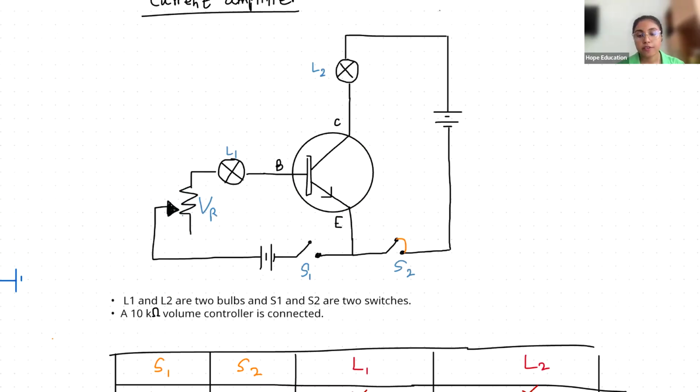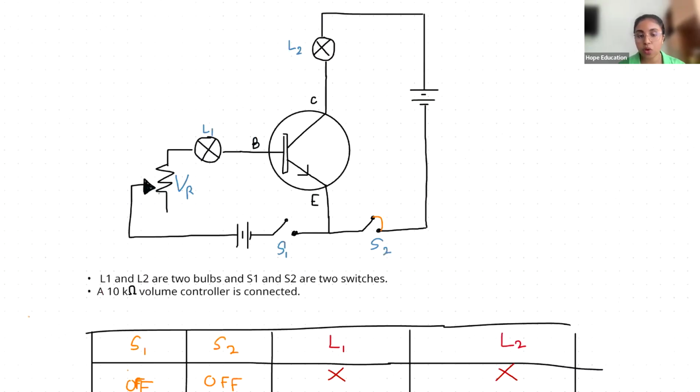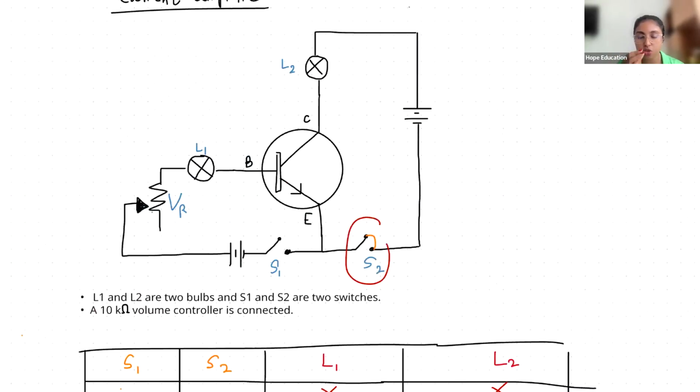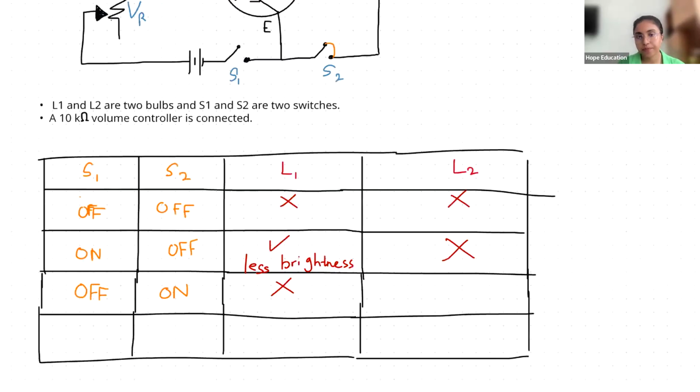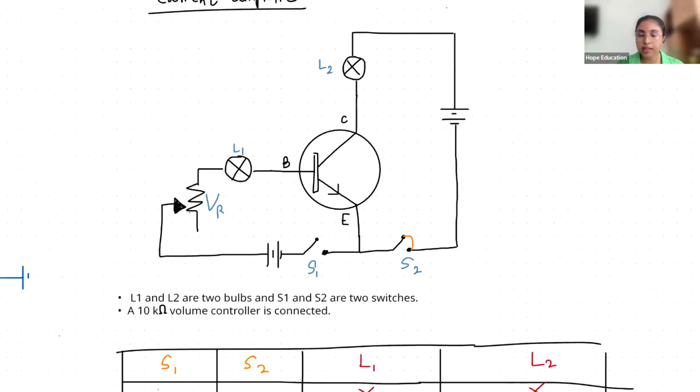Actually, lamai, a very important observation that we make here is that S2 is closed. S2 closed means it's on, no? So if this is on, L2 should light up, no? But in reality, L2 will not light up. In the end, some of you said L2 lights up there. Even though the switch is on, it does not light up there. Right. Okay, we will see about it.